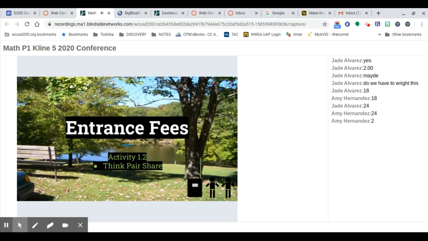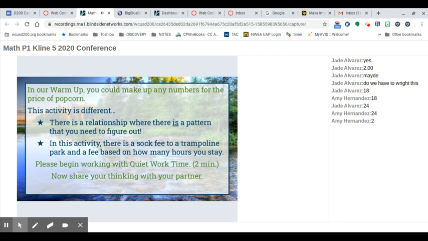All right. So now we're going to talk about entrance fees. So in the warm-up, you can make up numbers for the price of popcorn. This activity is different. There's a relationship where there is a pattern, and we need to figure out the pattern. So in this activity, there's a sock fee to a trampoline park and a fee based on how many hours you stay. Have you guys ever been to like Mega Trampoline or Epic Air? Yeah, so that's what a trampoline park is. It's just like Epic Air or Mega Trampoline.